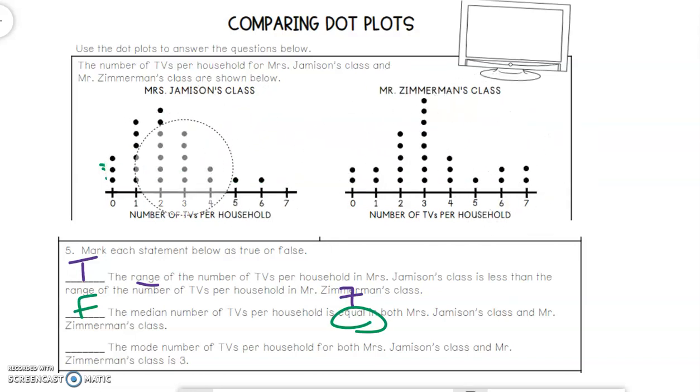And lastly, it says the mode for the number of TVs per household in Mrs. Jamison's and Mr. Zimmerman's class is 3. Well, the 3 on Mr. Zimmerman is the tallest tower, so that one is the mode. But looking over here at the 3, I have another column that has more dots in it. So that one can't be my mode because to be a mode, you have to be the most. You have to have the most data there. So that one would be false as well.